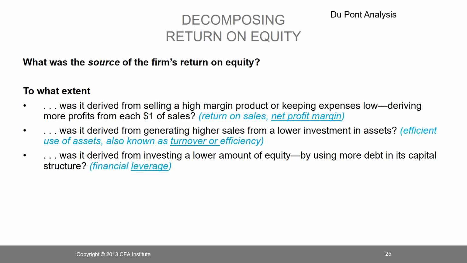Before we move on to the example, we also need to understand the purpose we are doing this. Why are we decomposing return on equity? The reason is that decomposing return on equity can help us determine what the main drivers of the return on equity are for a specific company. So, to what extent was it derived from selling a high margin product or keeping expenses low? Was it derived from generating higher sales from a lower investment in assets, or was it derived from investing a lower amount of equity by using more debt in its capital structure?